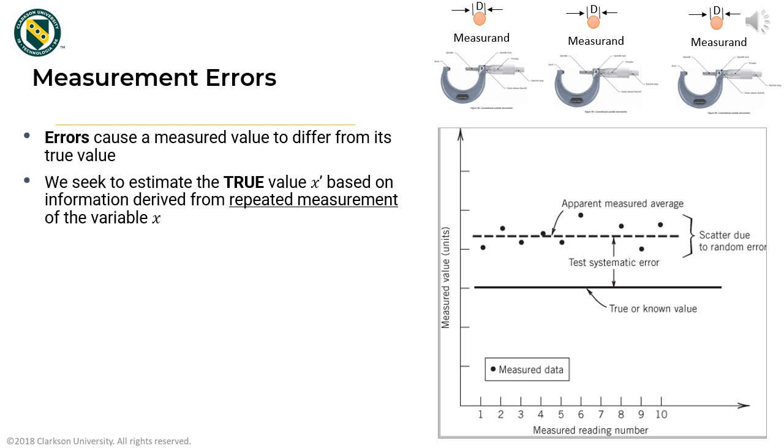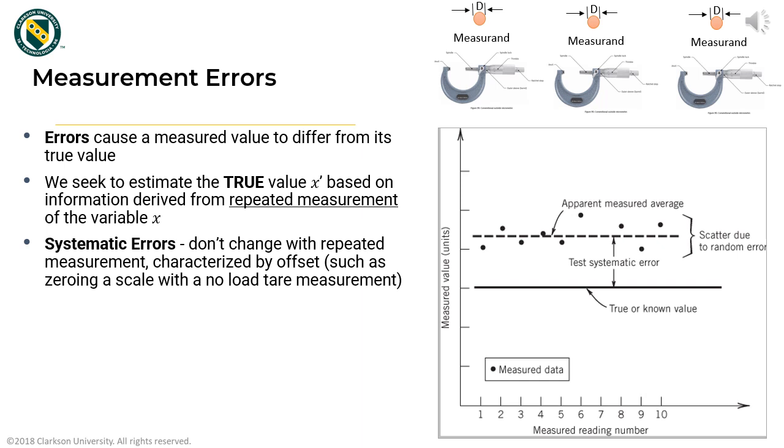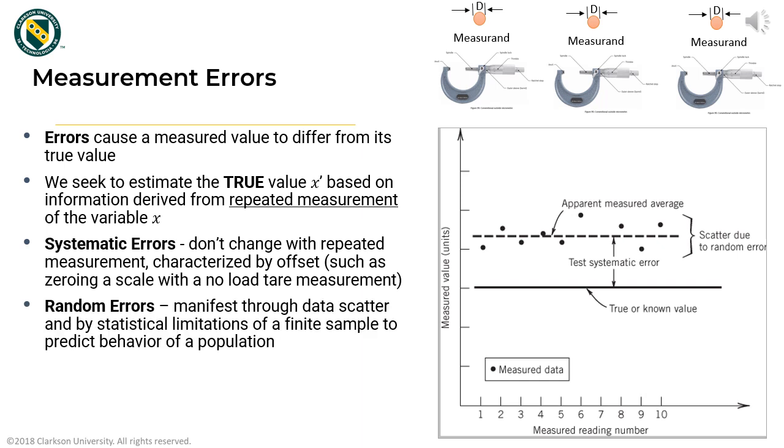We conventionally classify errors into two main categories, systematic errors and random errors. If we plot measured values by measurement reading number, we can see that the systematic errors generally result in an offset from the true or known value, while the random errors scatter around the apparent measured average value. In our ball bearing measurements, an offset could be caused by a micrometer calibration error, or even just oil or gunk on the micrometer head.